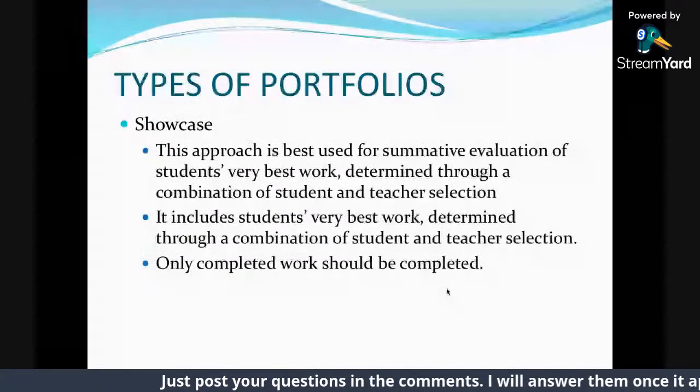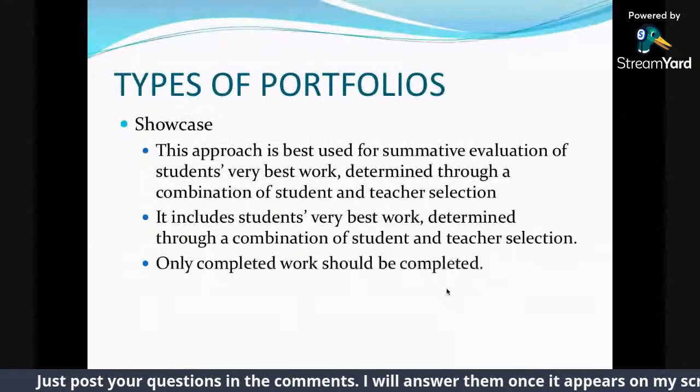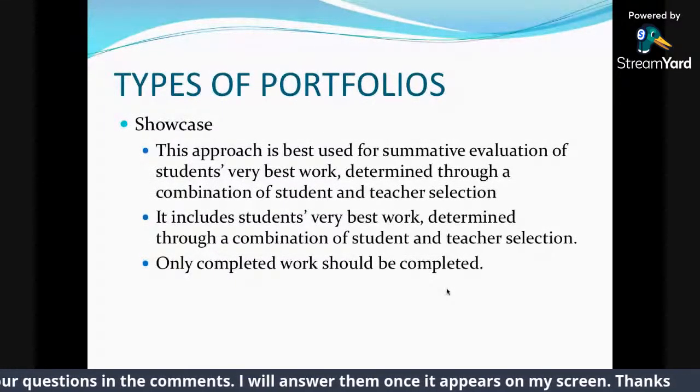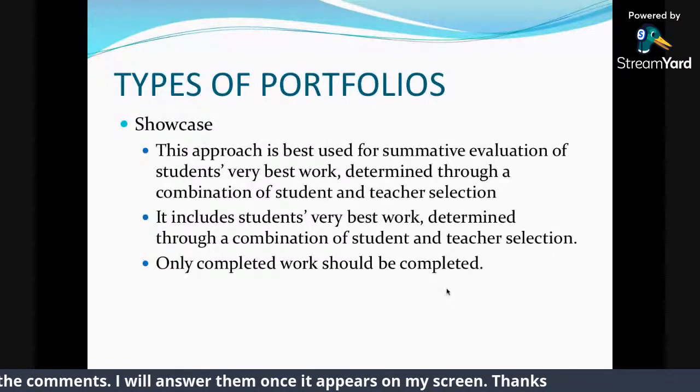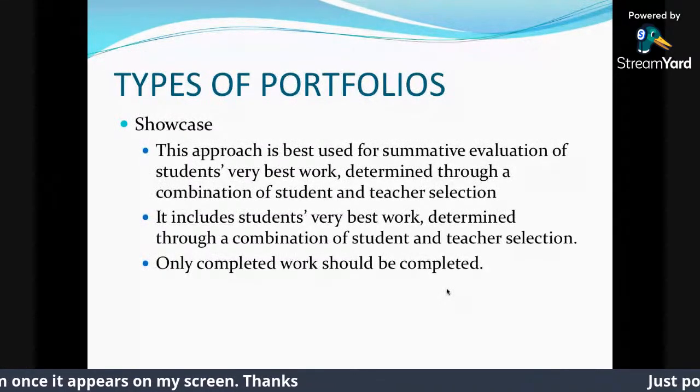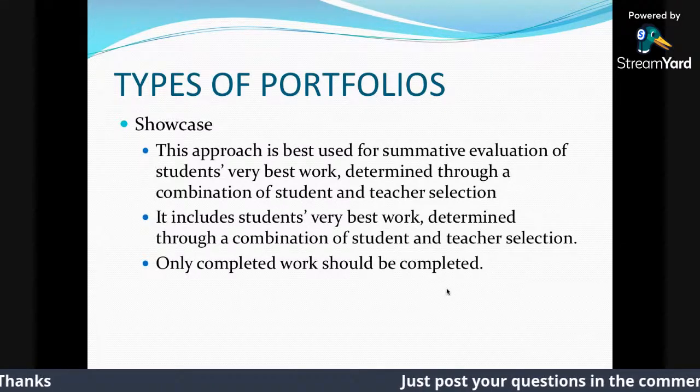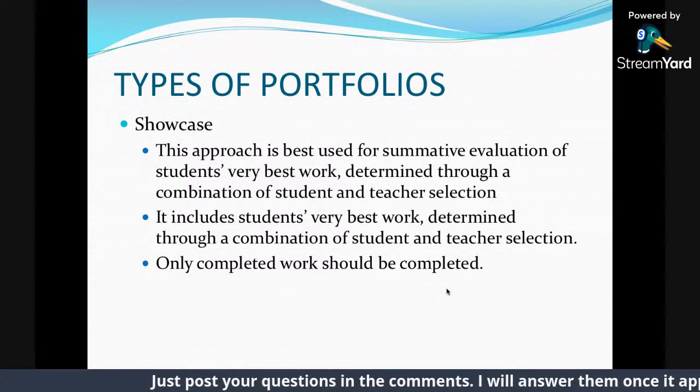Okay? So dito sa showcase, from the word showcase, yung mga very best work lang ang ilalagay. Take note, this should not only be identified by the students but also by the teacher. Okay? Kaya tinawag natin na showcase. Ayan. Kasi yun yung pinaka-the best.